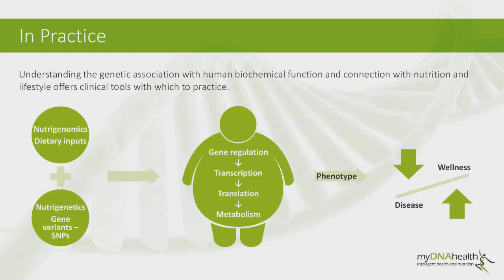So in practice, we need to understand the genetic association with human biochemical function and the connection that has with nutrition and lifestyle, and then how we can offer clinical tools with which to practice. That seems like a huge scope, but actually we've broken it down for you to make it as easy as possible, to give you as much time with the patient or client, rather than having to wade through mountains of genetic information. The information is more accessible and available for you so that you can get straight to helping. So we've got on the left here, nutrigenomics, our dietary inputs, and our nutrigenetics. We look at both. So those gene variants, those SNPs. And then we're considering how they act together to affect gene regulation, the transcription, translation, and metabolism. So that's that central dogma, which results in a phenotype. And then obviously we know that the changes that we have in our life can affect our state of wellness. So it could lead to disease or wellness, whatever characteristic is presenting at the time.